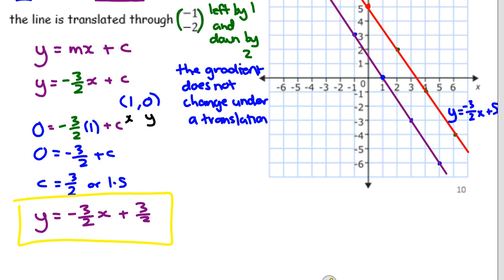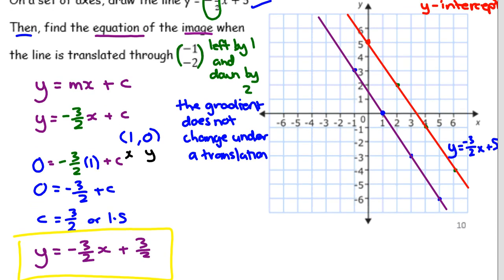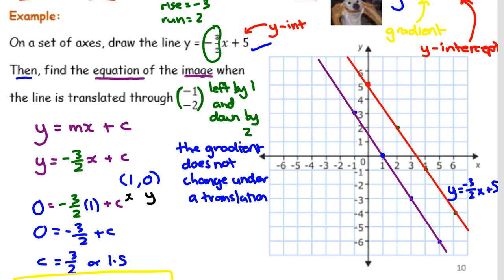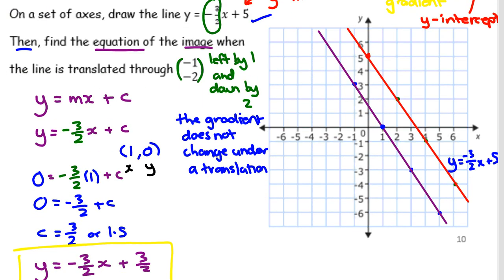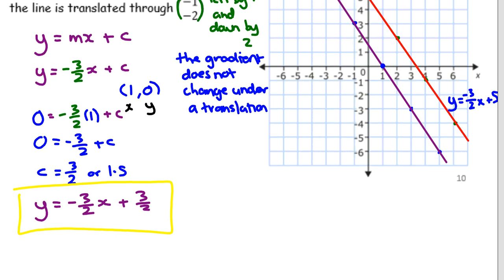So that's how you can use a translation and find the equation. Notice the language they used: find the equation of the image when the line is translated through this. So it's good to draw the original line, do the translation, and then you can use your coordinate geometry. And then you've got lots of different ways to back up your answer. You've got the graph to look at, and you've got the algebra to prove it as well.